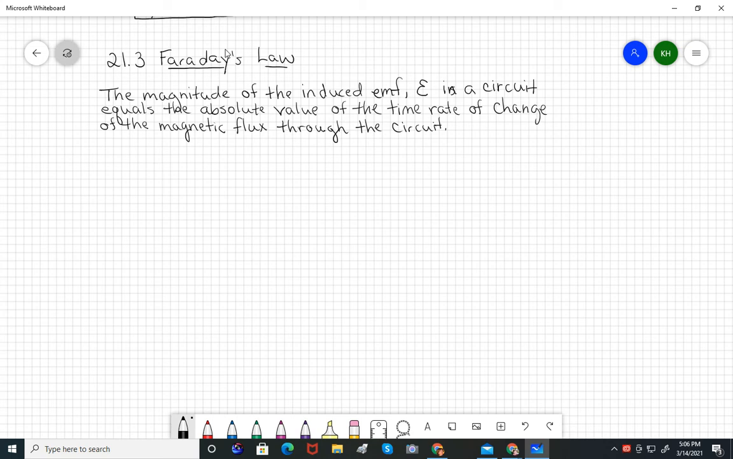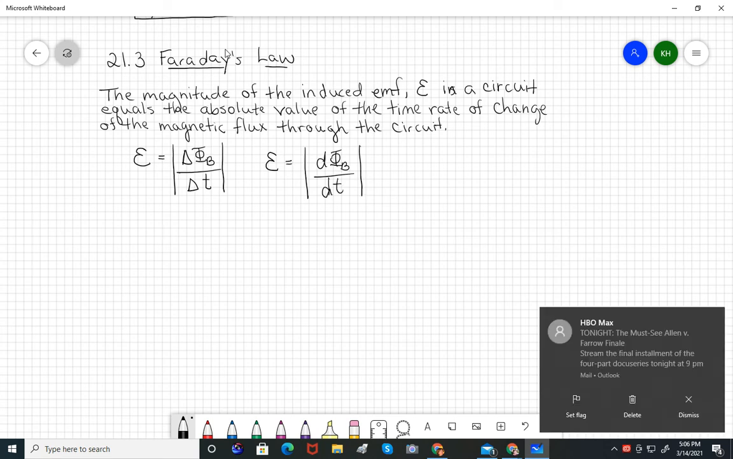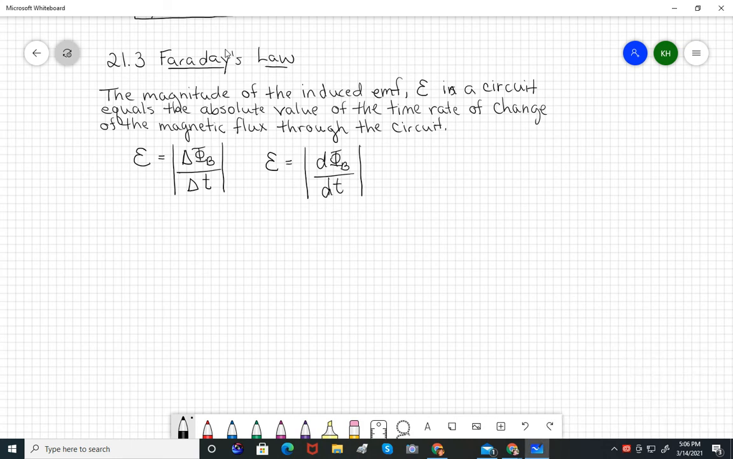To say it in symbols, they're telling us that the induced EMF is the absolute value of the change in flux over the change in time. If we were in a calculus-based course, this would of course look like the absolute value of the derivative of the flux per time. We're not in a calculus-based course, so we use this formula.